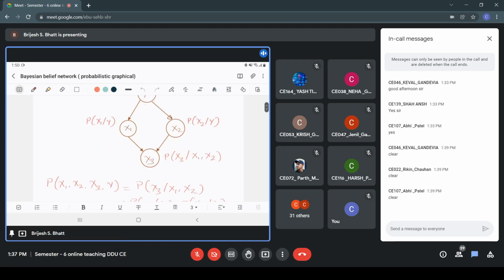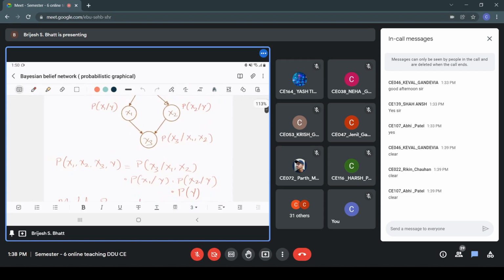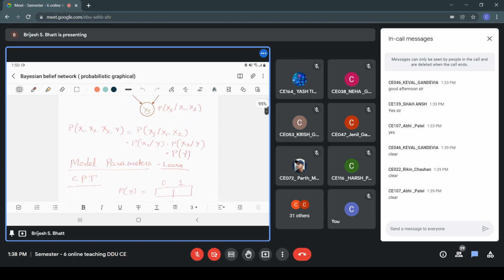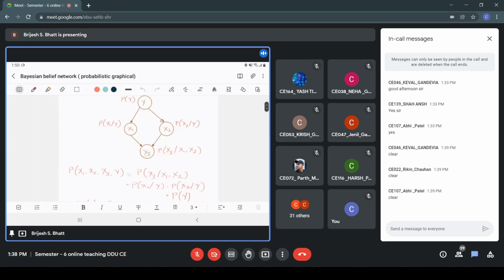So if I want to calculate the probability of x1, x2, x3 comma y for the graphical model given above in the figure, it would be something like this. The joint probability of x1, x2, x3, y is equal to the probability of x3 given x1, x2 into the probability of x1 given y, the probability of x2 given y, and the probability of y. Right? Are you with me on this?